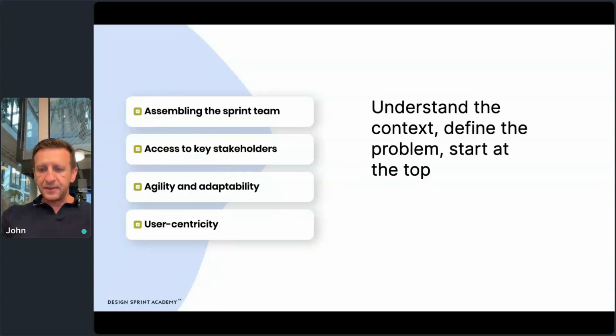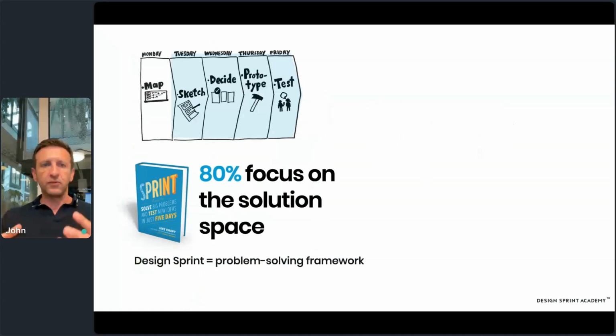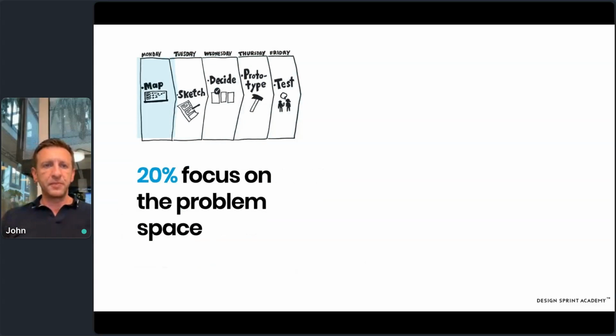But it's easier said than done, because the process as it was designed was not really helping with all of these things. Why? Because if you think about it, the process is focused on the solution space 80% of the time. The design sprint is really a problem-solving framework. We're only focusing on the problem space 20% of the time, at the beginning of the process in the first day.